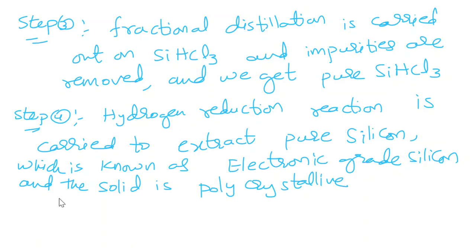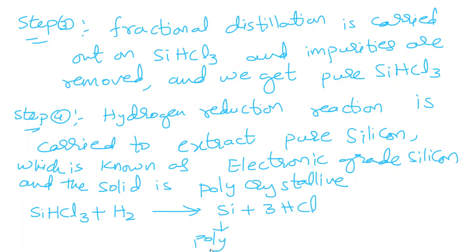Here we have SiHCl3, and when we react it with H2, we get Si plus 3HCl. This is polycrystalline silicon, which is of electronic grade.